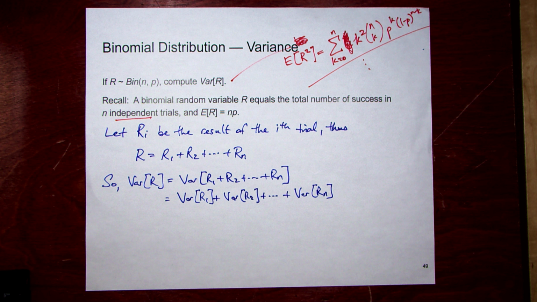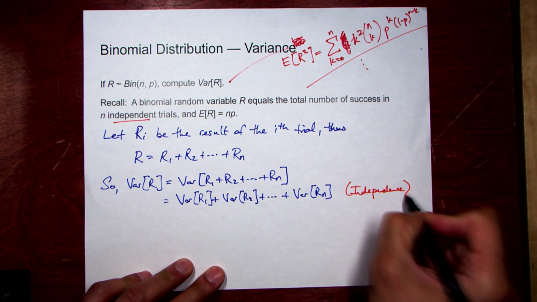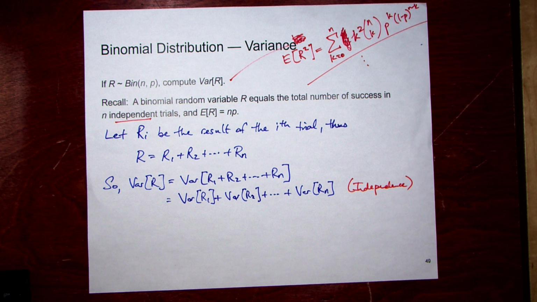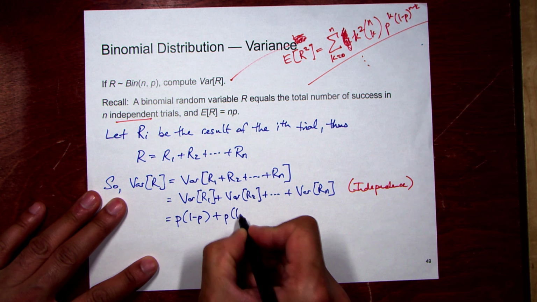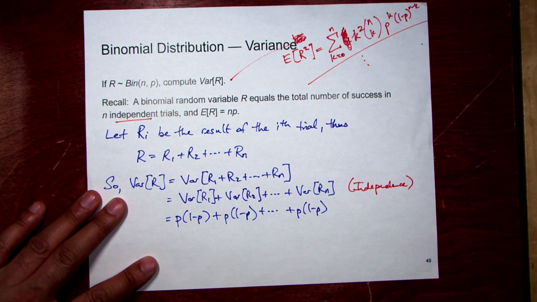And each one of these is a Bernoulli trial, right? What's the variance of Ri? Good. Okay, so p times 1 minus p. P times 1 minus p. And there are n of them, so this is n p (1 minus p).